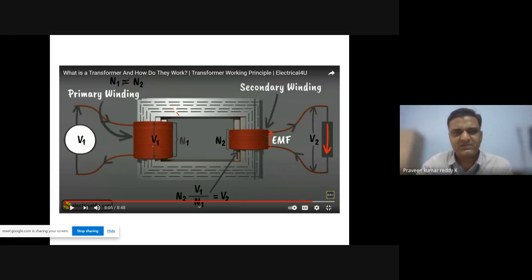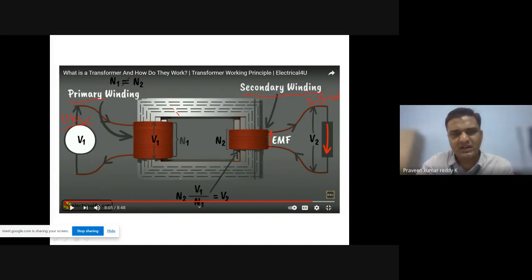So inside a transformer we will have two windings. One is called the primary winding and another one is called the secondary winding. Primary winding is the input winding. If I give 11 kV here, for example, it's a distribution transformer, I will get at the output like 230 volts. 11 kV is 11,000 volts, stepped down to 230 volts.